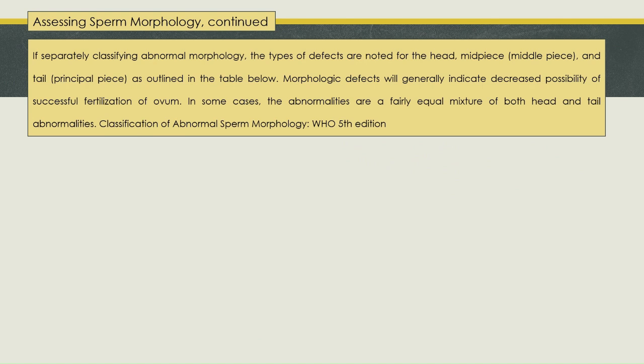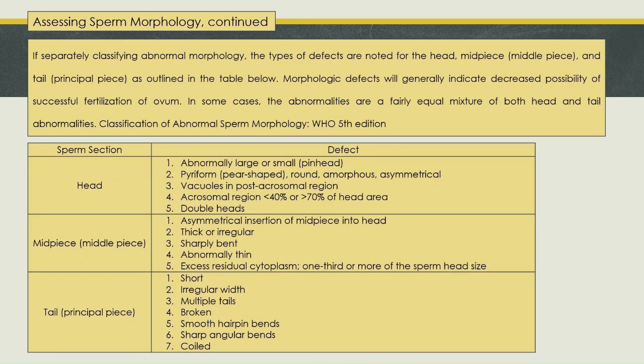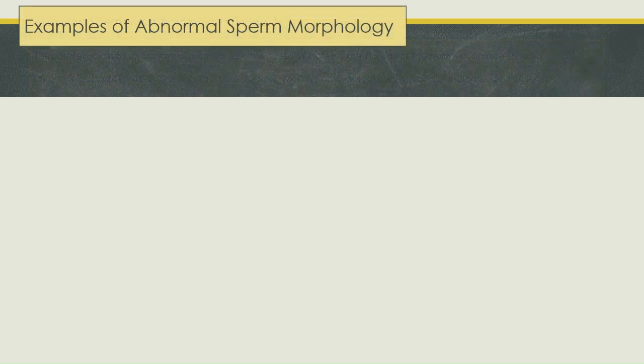If separately classifying abnormal morphology, the types of defects are noted for the head, mid-piece, and tail, principal piece, as outlined in the table below. Morphologic defects will generally indicate decreased possibility of successful fertilization of the ovum. In some cases, the abnormalities are a fairly equal mixture of both head and tail abnormalities. Classification of abnormal sperm morphology, WHO 5th edition. Examples of abnormal sperm morphology.